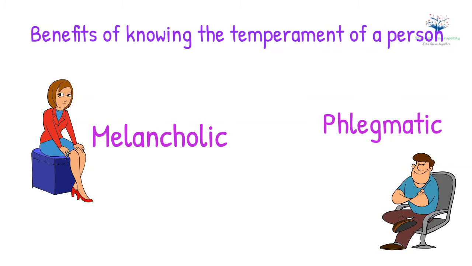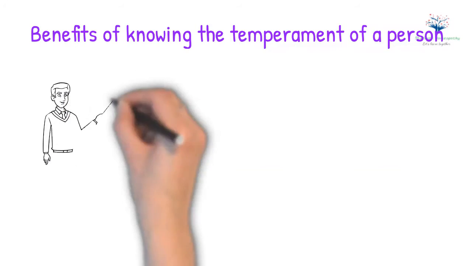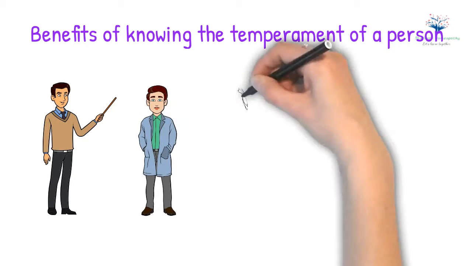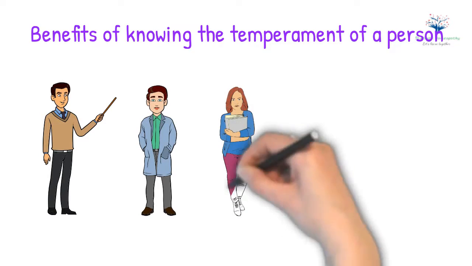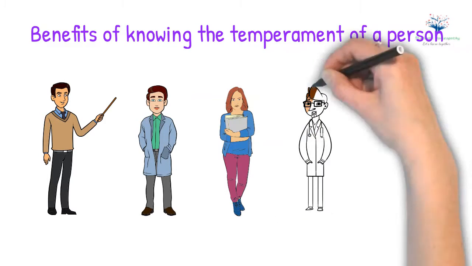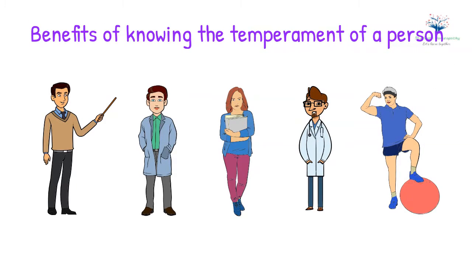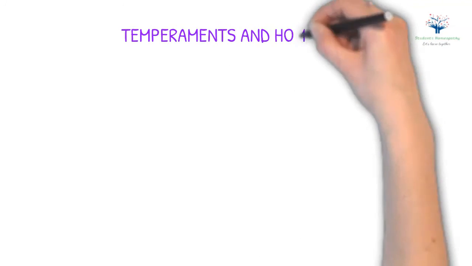So not only this, the knowledge of temperaments can help us greatly in every aspect. It may be familial, social or professional. By knowing the temperament of the other person, we can deal with him in a better way. So, the knowledge of temperaments can help anyone: a parent, a teacher, a student, a salesman, etc. Now, coming to the treatment, how we can utilize the knowledge of temperaments in treatment, specifically in homeopathy.